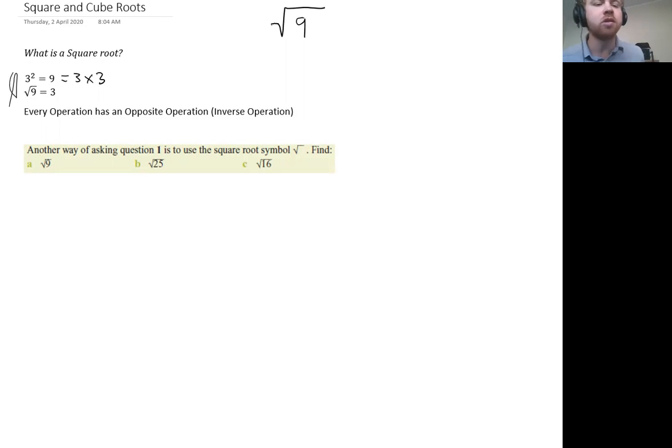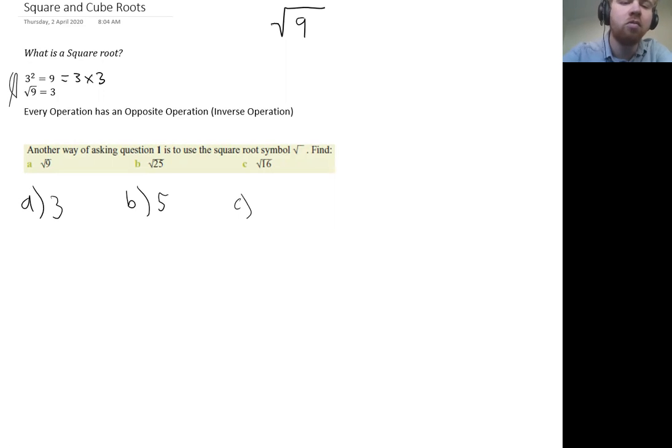Okay, we're going to do a few more examples. So part A, we just did that. What number multiplied by itself equals 9? 3 multiplied by itself equals 9. What number multiplied by itself equals 25? So let's try a few. 3 times 3 is 9. 4 times 4 is 16. 5 times 5 is 25. So the square root of 25 is going to be 5, because 5 squared is 25. Remember, squaring just means multiply by yourself.